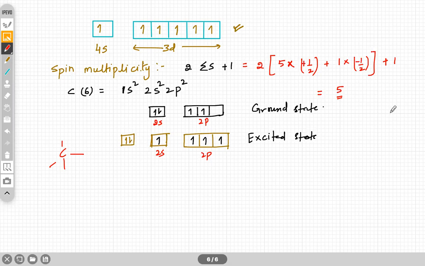This is the formula we have used, you see. 5 clockwise orientation, 5 into plus half. 1 anti-clockwise orientation, 1 into minus half, plus 1 into 2 gives you this. Yes, but spin multiplicity, we do not count only for unpaired electrons. These electrons also we have to consider.